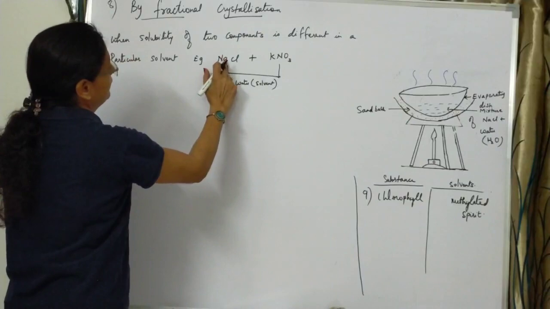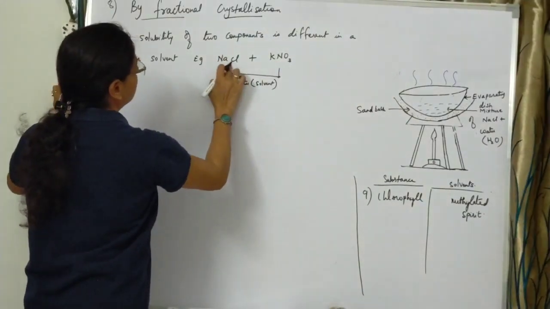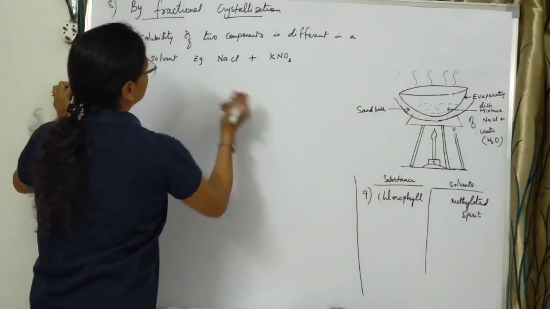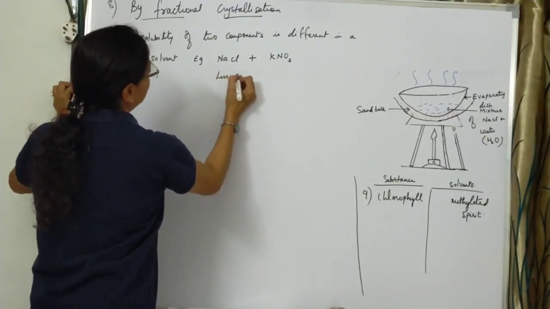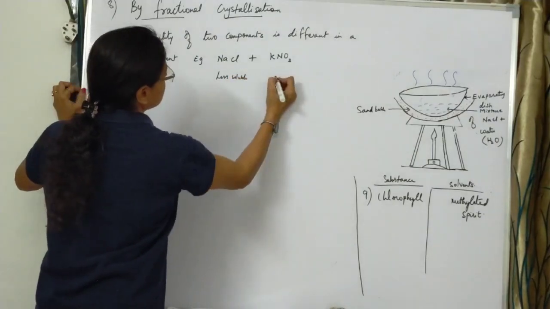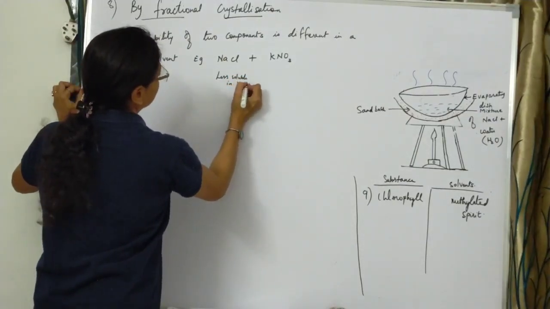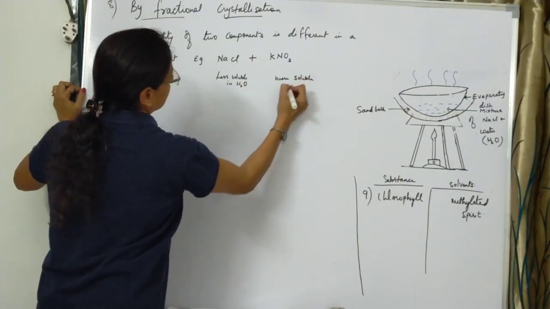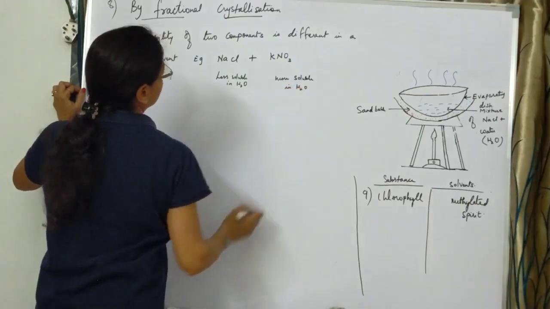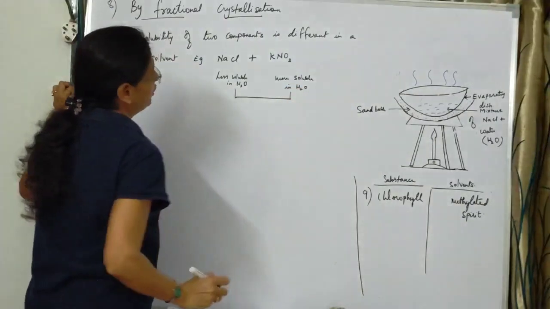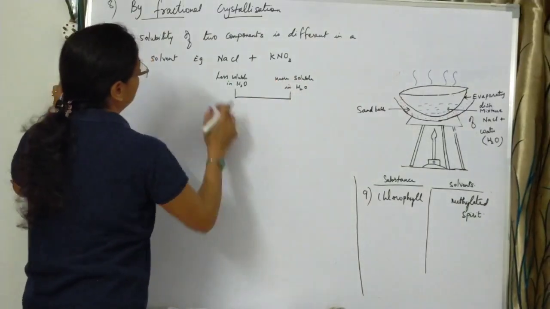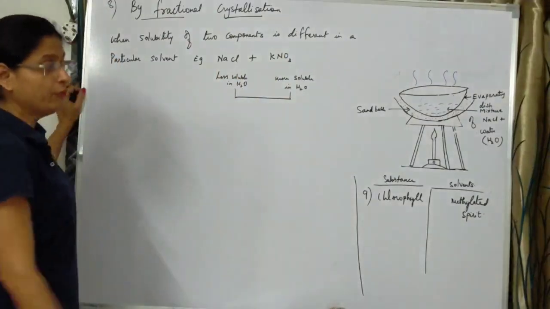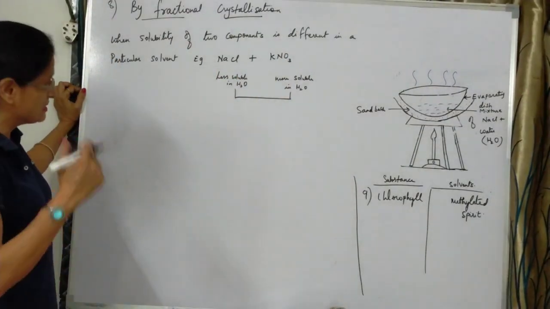So what is happening over here? Let me show here that sodium chloride is less soluble. Let me write down over here: sodium chloride is less soluble in water. This is more soluble in water. Water is acting as a solvent for both of them, where potassium nitrate is more soluble and sodium chloride is less soluble. If this is more soluble, obviously the solubility of potassium nitrate is more. It will be easily soluble.